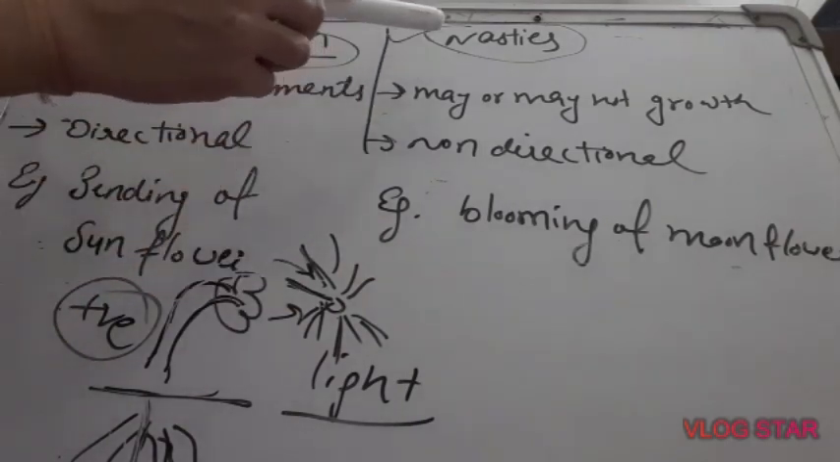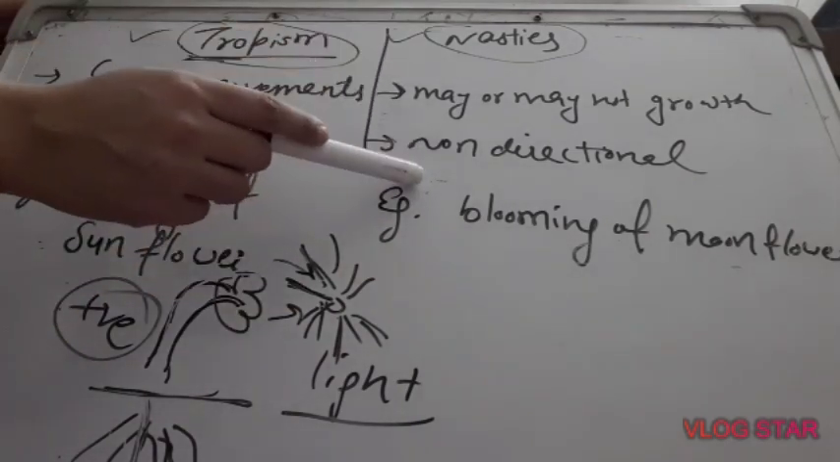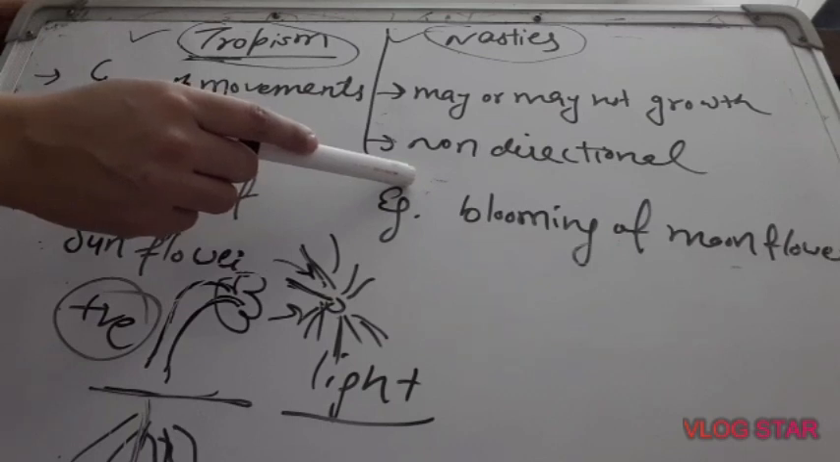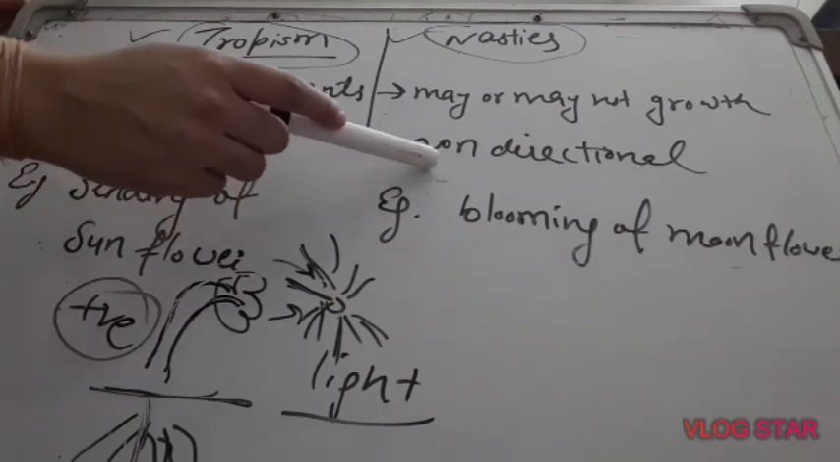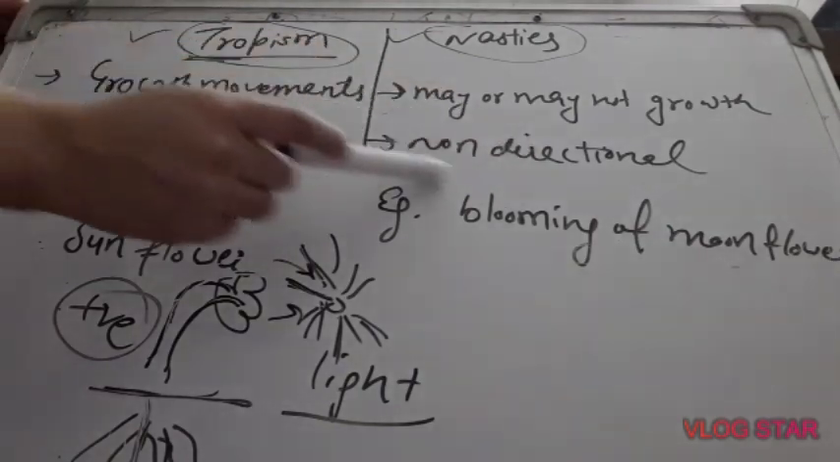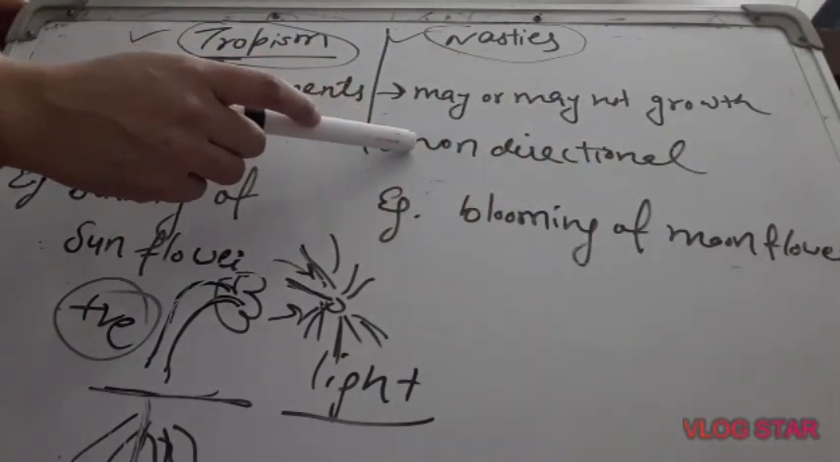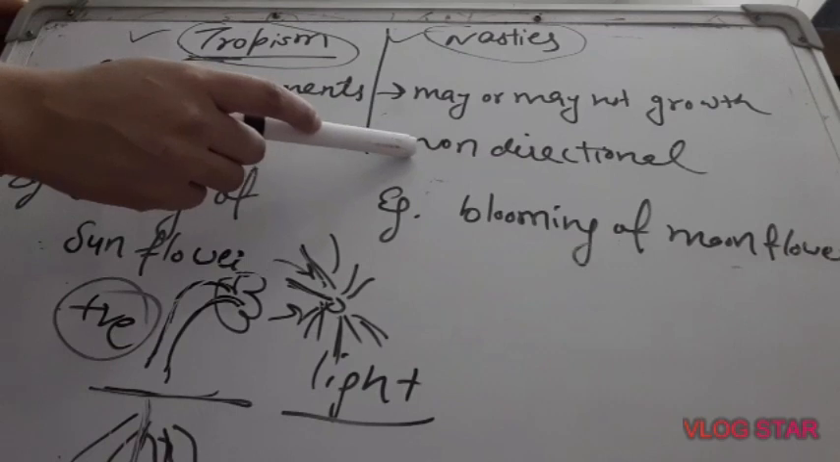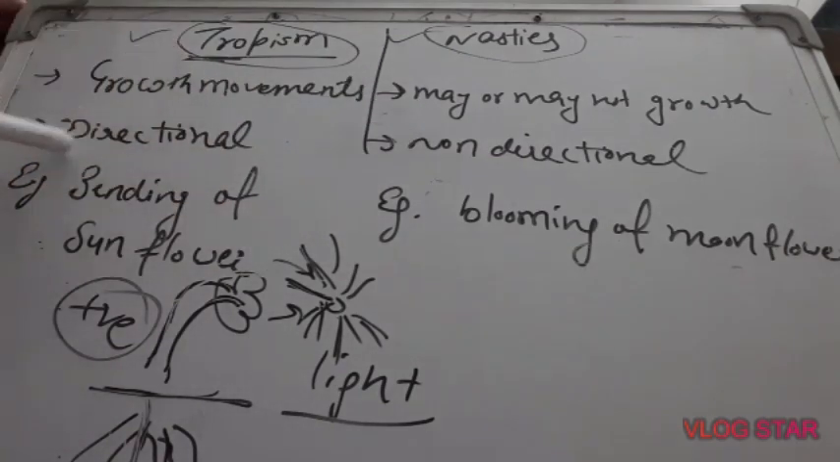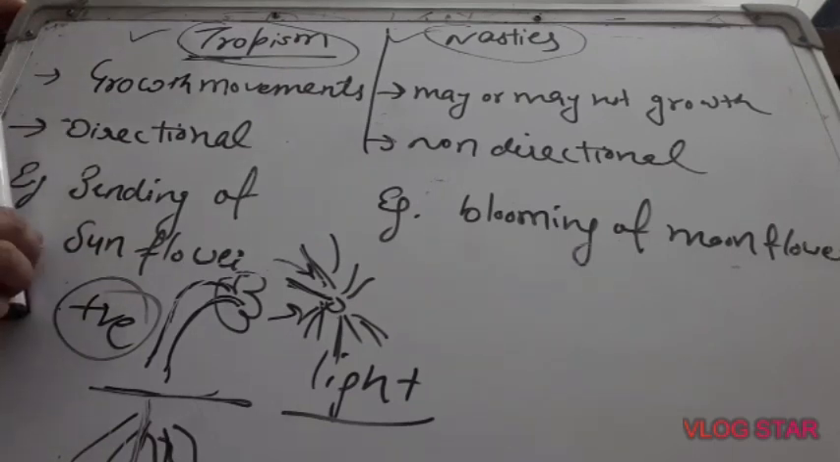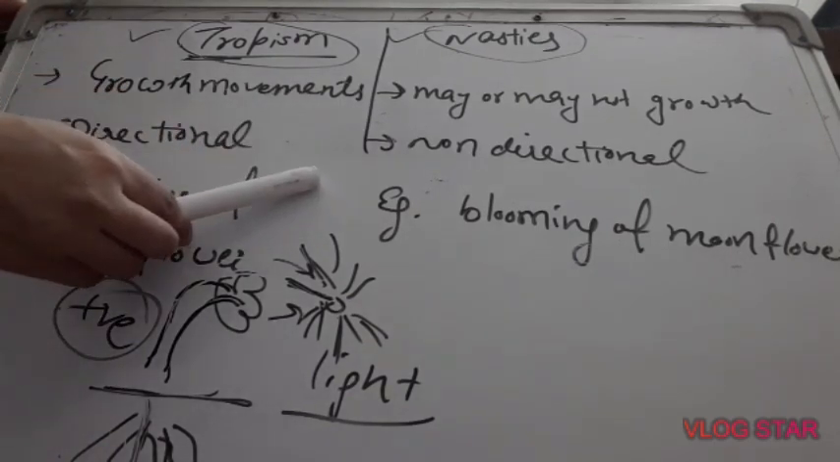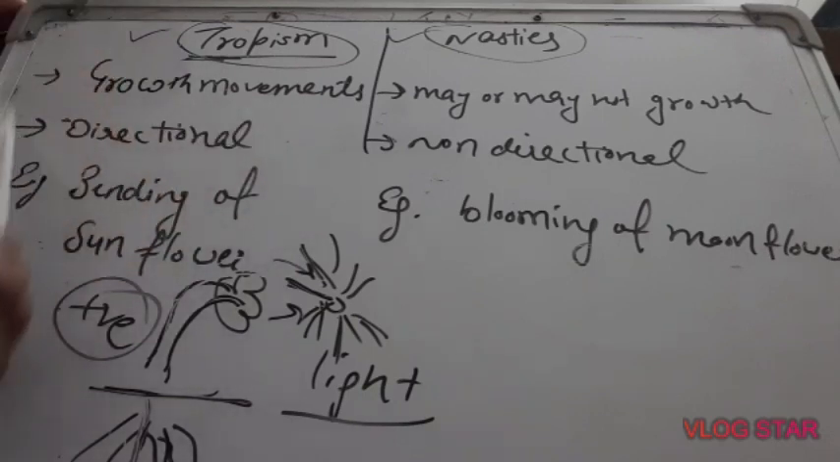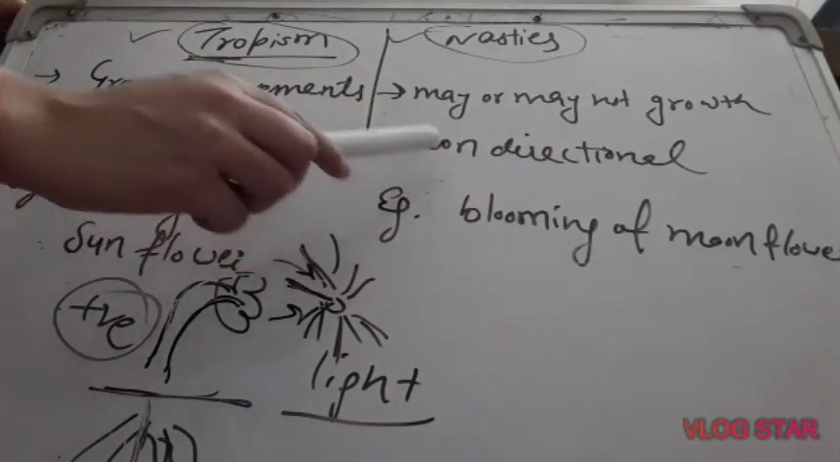That is why nastic movements are non-directional movements. We cannot know the direction of the stimulus, so they cannot be positive or negative. They are only non-directional movement. But tropic movements are directional movement. They tell us the direction of stimulus. How? When a plant part moves towards the stimulus, we know the stimulus is coming from this side. When it moves away, then also we come to know it comes from this side. So tropic movements are directional and nasties are non-directional.